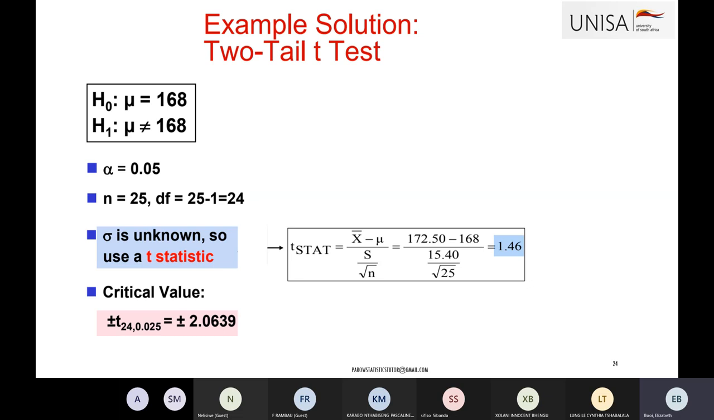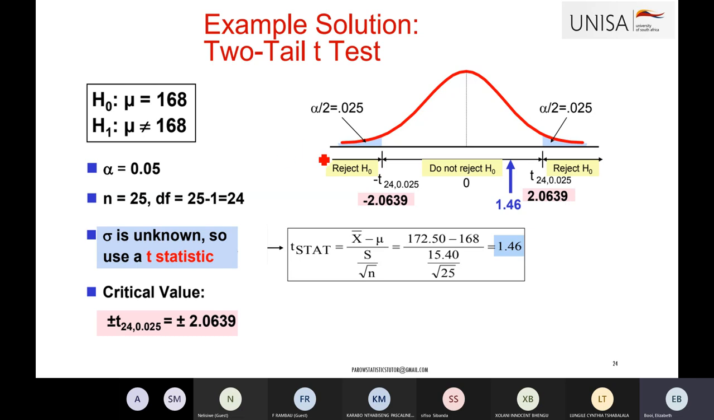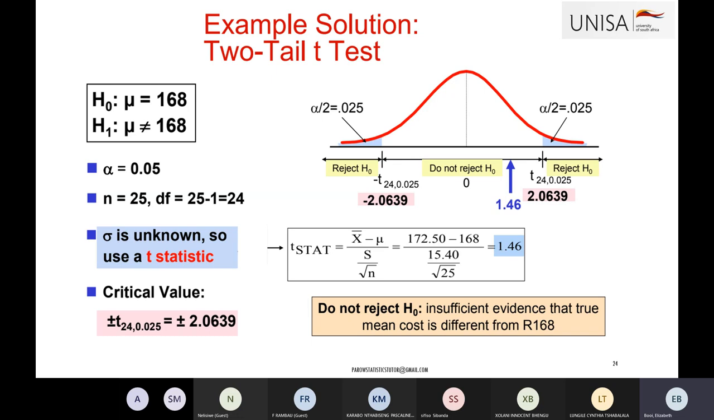So now I have my critical value. I can go and define my region of rejection because it is a two-sided test. It's not a one-sided, it's a two-sided. So therefore, I've got two regions of rejection, plus or minus 2.0639. And I'm going to use that to locate my 1.46. So I create my regions of rejection. It falls in the white area. It falls in the do not reject area. And then I can make my decision and conclude that we do not reject the null hypothesis at alpha 0.05 because there is insufficient evidence that the true mean cost is different from 168. And that's how you do a t-test.